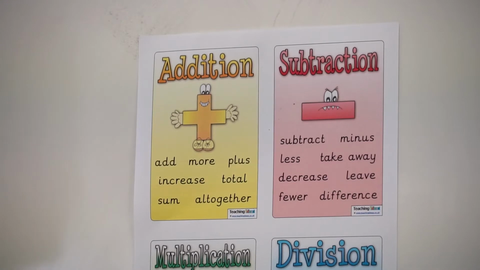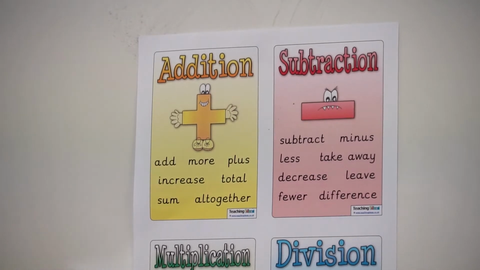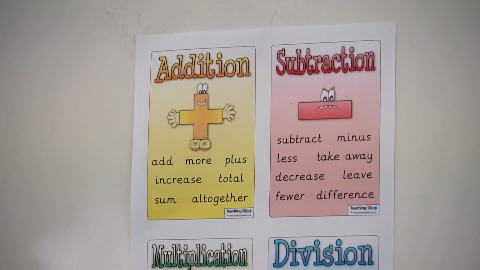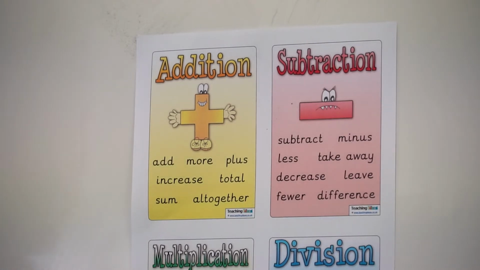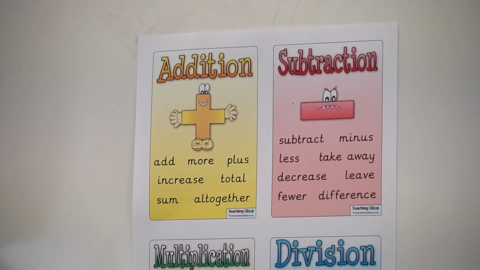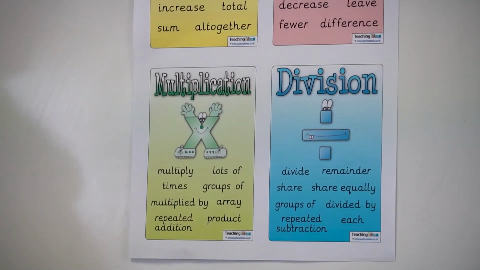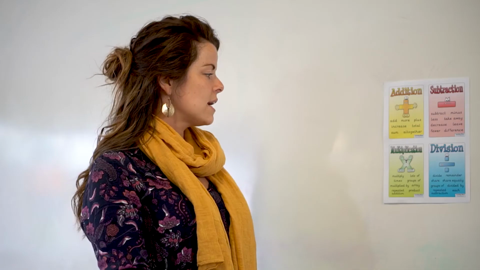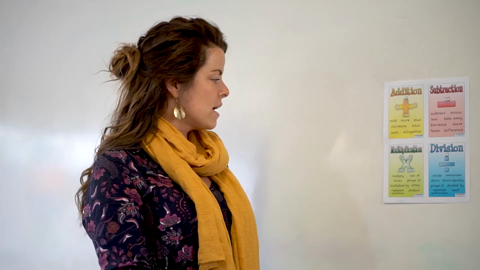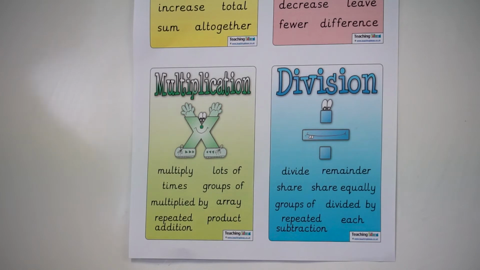So for addition, we've got add, more, plus, increase, total, sum, and all together. If we look over here to subtraction, we have subtract, minus, less, take away, decrease, leave, fewer, and difference. Looking at multiplication now, we have to multiply, lots of, times, to find groups of, multiplied by, array, repeated addition and product. And finally for division here, we've got divide, remainder, share, share equally. Equally is a very important term. Groups of, divided by, repeated subtraction and each.